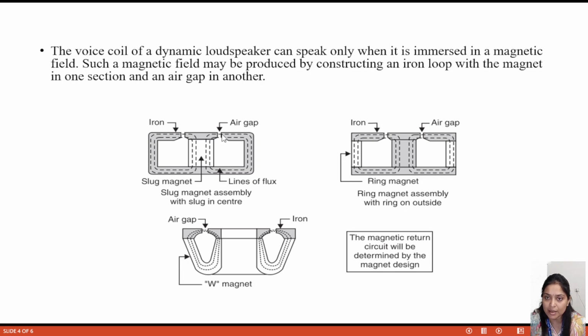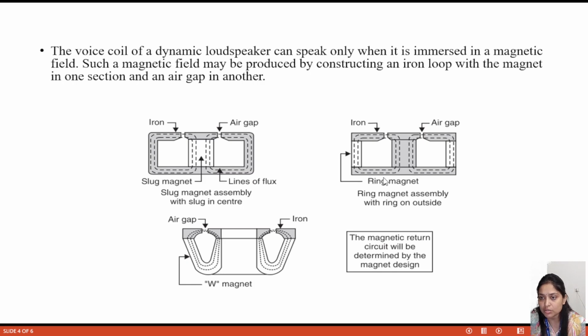There is an air gap. Due to this, it helps the magnetic fields to guide through this path. The voice coil also helps to interact with this magnetic flux. This is the slug type permanent magnet, and this is the ring type.